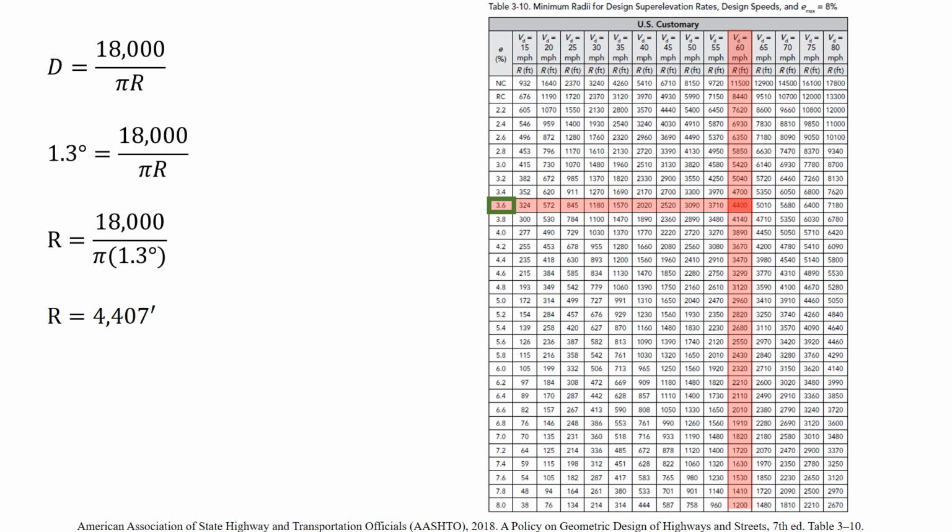If you have a 1.3 degree curve or approximately 4,400 foot radius, you'll use a design superelevation rate of 3.6%.